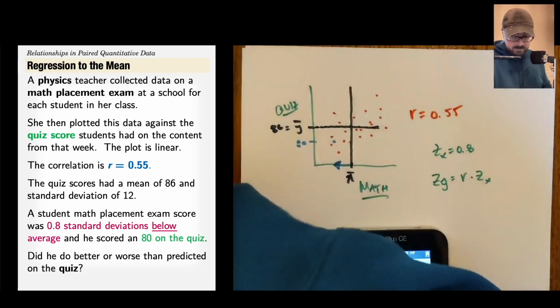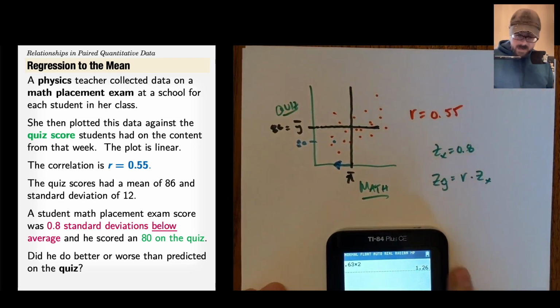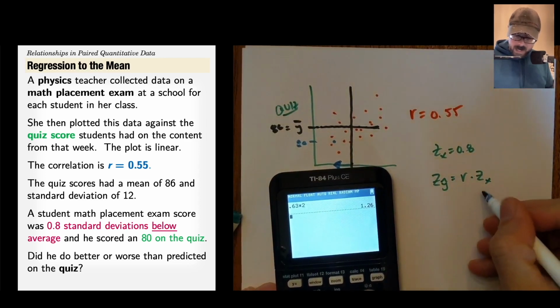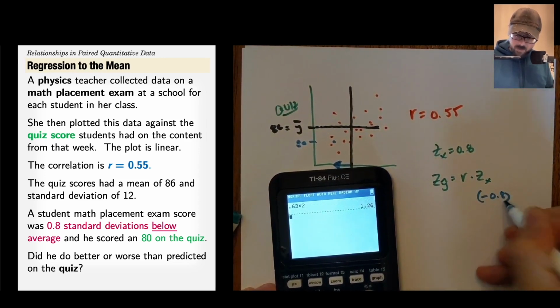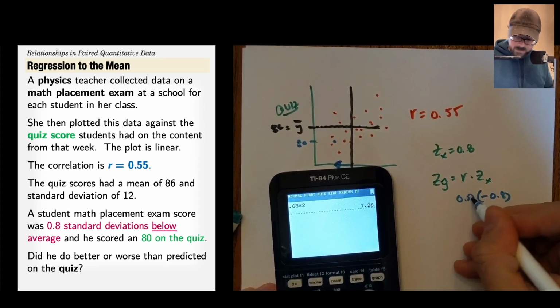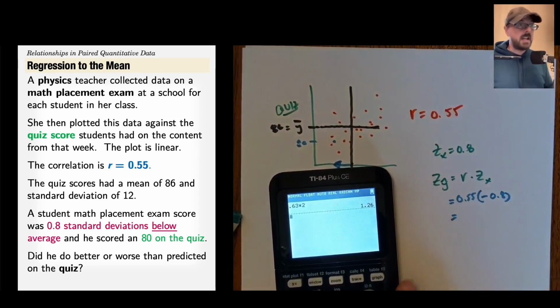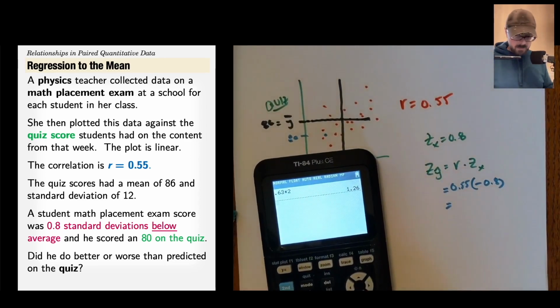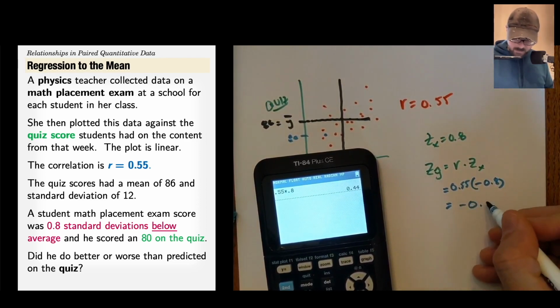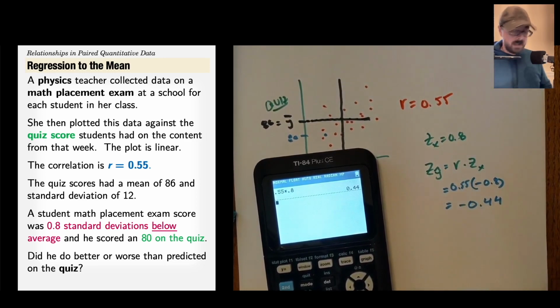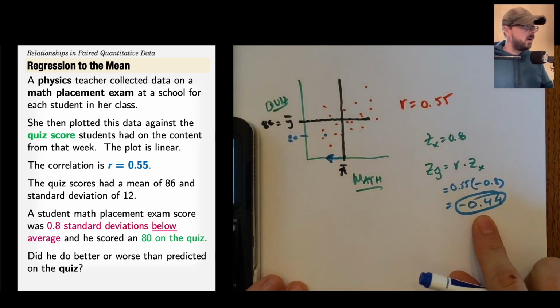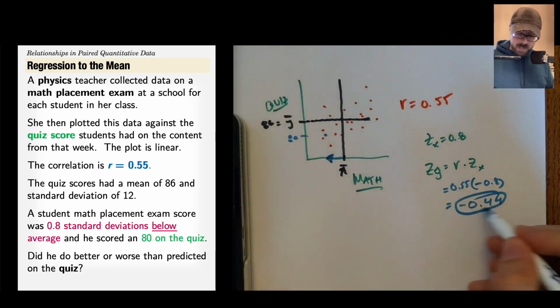Our correlation times the z-score of X. So if this student was 0.8 standard deviations below average, negative 0.8, and we know the correlation is 0.55, then we would predict that the z-score of this particular student should be 0.55 times negative 0.8. That would be negative 0.44 standard deviations below average, and this is what I would expect for the quiz score.